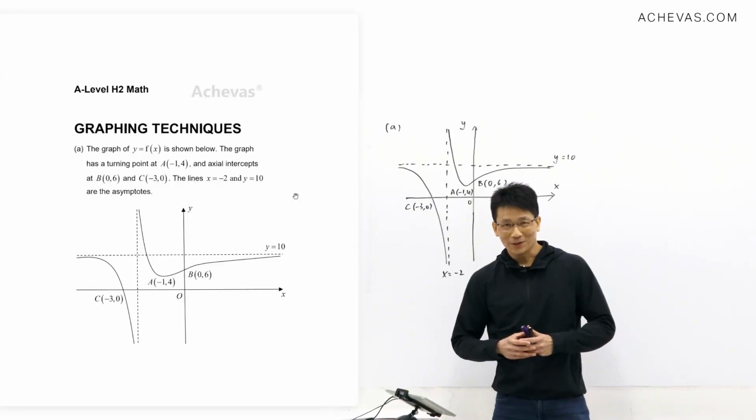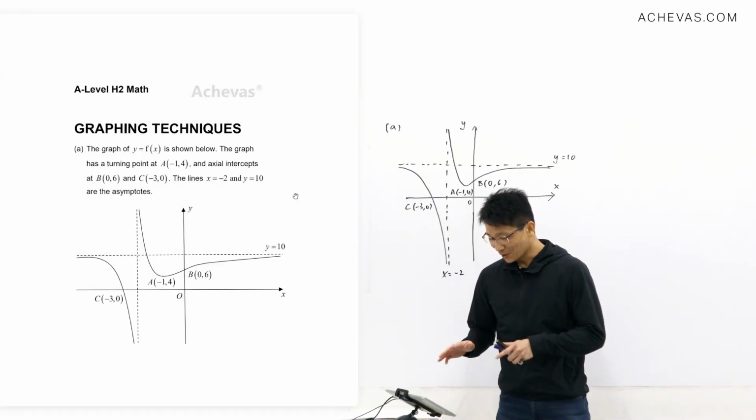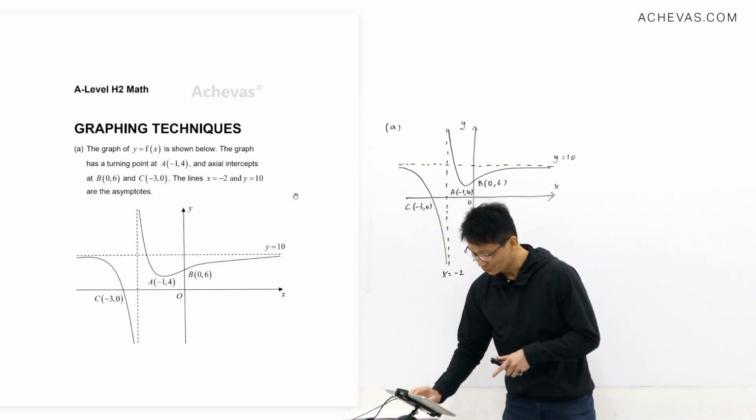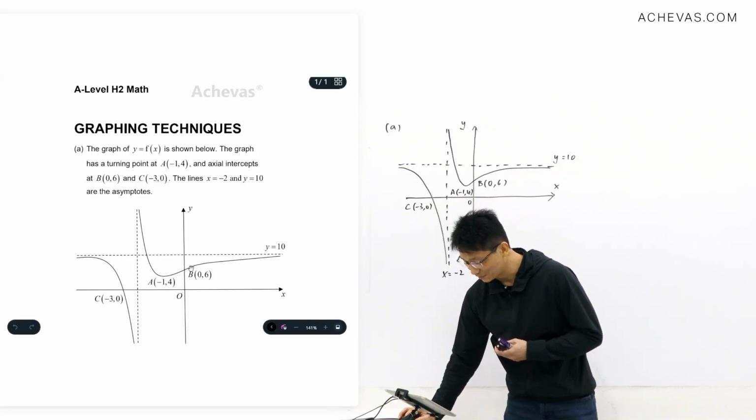Okay, hi everyone. Today we'll be taking a look at a question on graphing techniques. So in this question, we are given y equal to f(x) shown here. The graph has a turning point at A, which is (-1, 4), the y-intercept at B, (0, 6), and point C, which is the x-intercept (-3, 0).